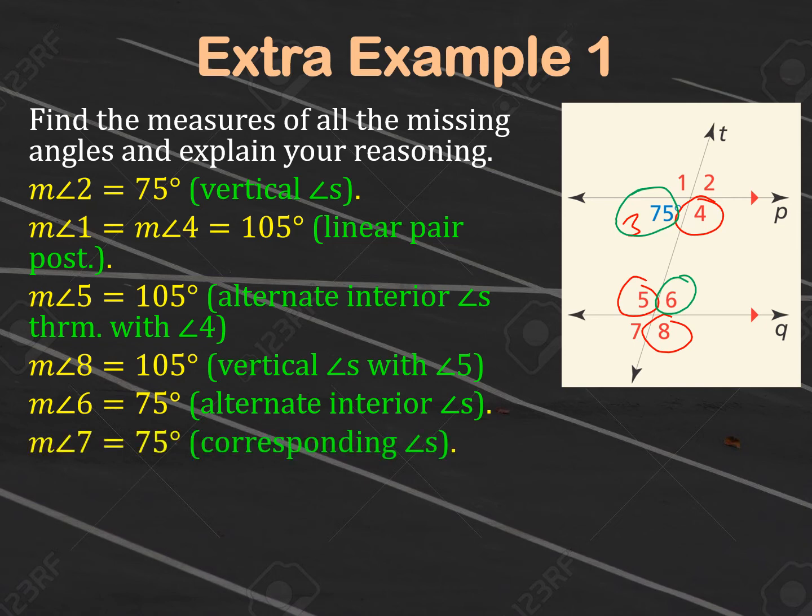Finally, angle 7 is 75 degrees because it is corresponding angles with angle 3. So if I use purple here, here's angle 3, angle 7, corresponding angles are congruent. So you'll notice there are different ways to approach a problem like this. There are different possible explanations. As long as it's reasonable, you'll get credit. There's no single right answer.